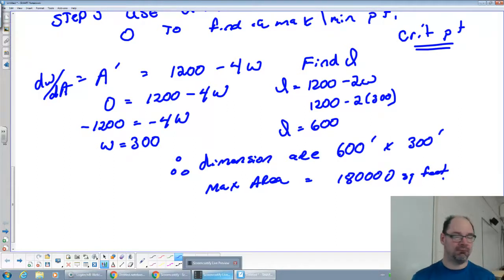Lots of area there. Okay, so that's a typical area max and minimum. Now tomorrow we're going to do a slight variance on this. We're going to throw in a cost one. You know, we're going to say he uses 2 different types of fencing material and change our equation and do things like that. But we'll save that one for tomorrow.